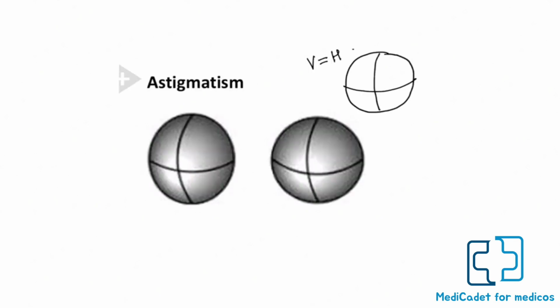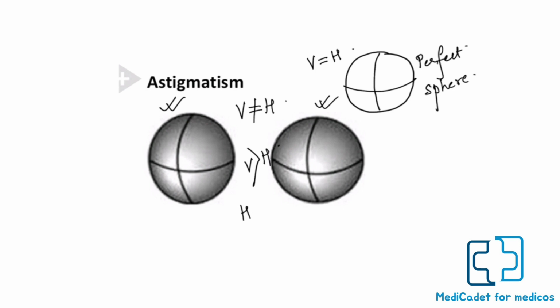But actually the shape of the eyeball is not a perfect sphere. In most cases, you will find that the V and the H are not equal. So either the eyeball will be like this or it will be like this. This is more of an elliptical shape, which means that either the V will be greater than the H or the H will be greater than the V. So either the vertical curvature will be more than the horizontal or the horizontal curvature will be more than the vertical.